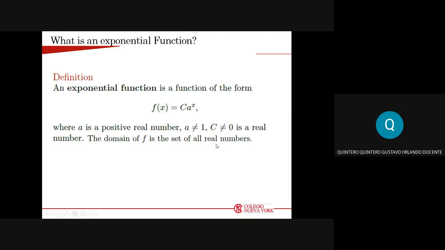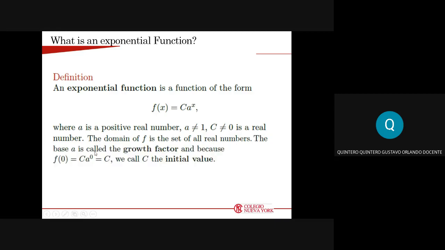Oh, by the way, these numbers have names, right? Take a look. The a is called the growth factor.